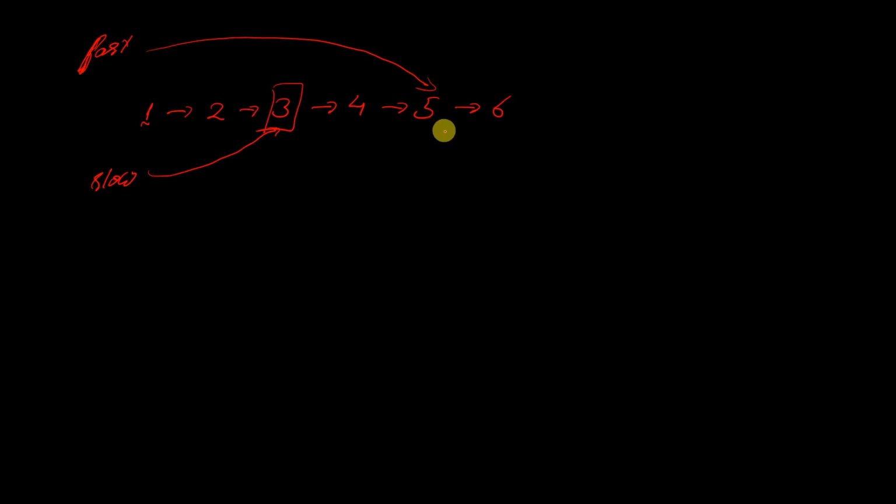So let's see the condition at which we have to stop our fast pointer. For an even number of nodes, when fast reaches this point, that is one element behind the last element, we have to stop because the slow pointer will point toward the middle element. So here the condition should be when fast next is equal to null. Then we have to stop when we have an even number of nodes.